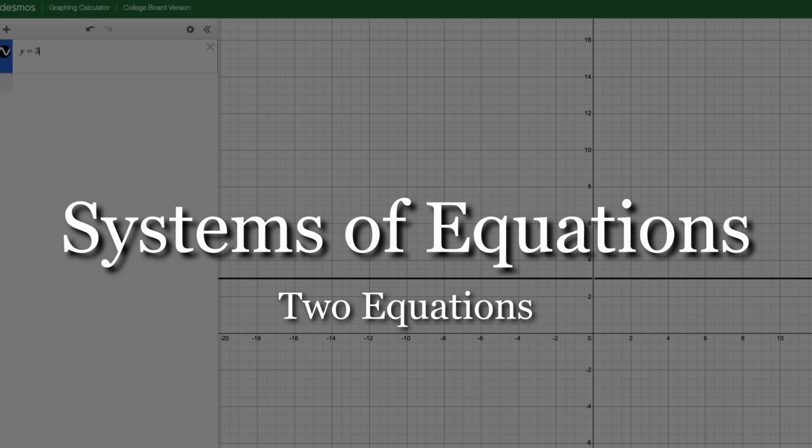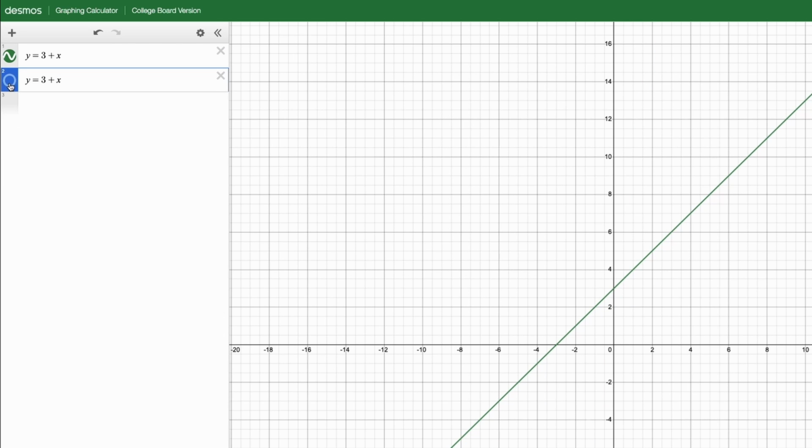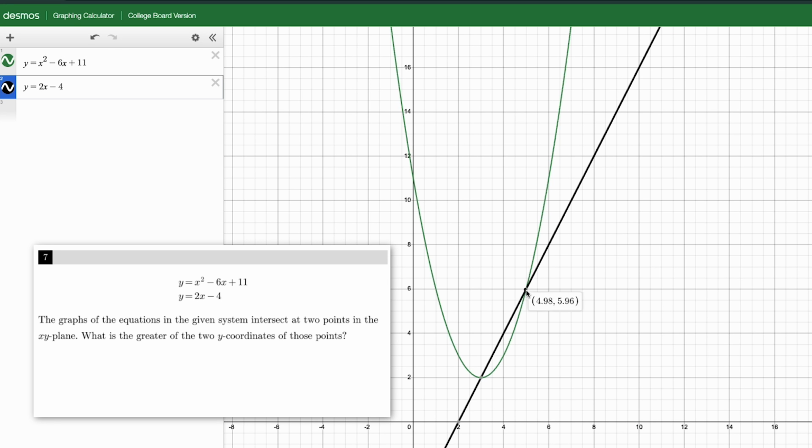For systems of equations, aka two equations, graph both and wherever they cross is your solution. If they cross at every single point, there are infinite solutions. If they cross at 0 points, there are no solutions. Here's another one.